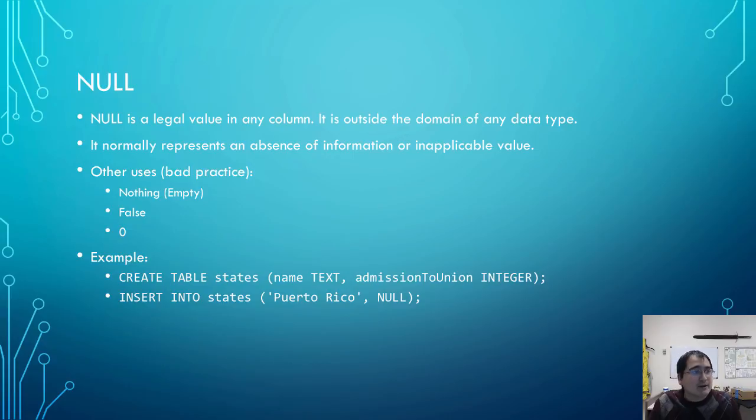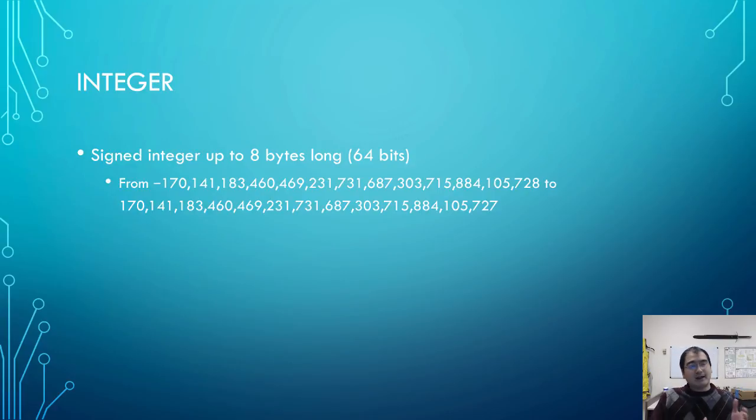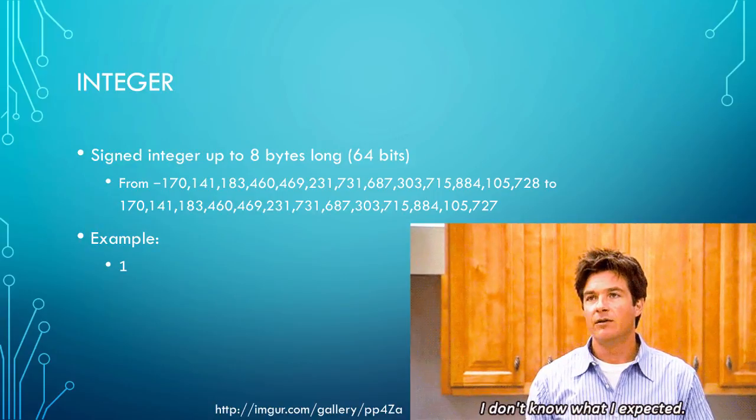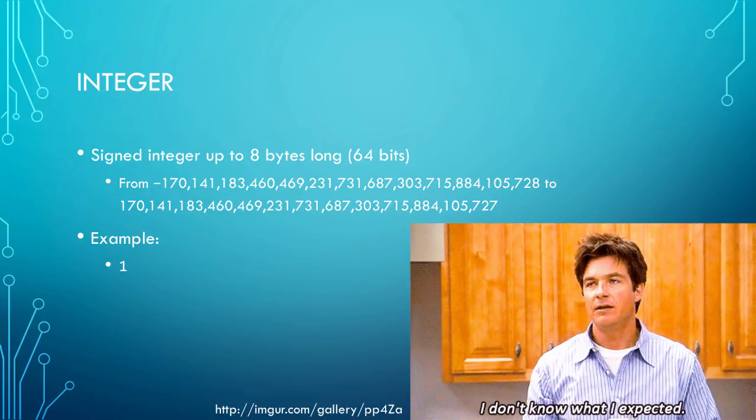Next, we're going to talk about integer. How does integer work? Well, it's a signed integer up to 8 bytes long, which is 64 bits. So what range is that? It's a big range. You don't need to memorize this number. You can if you want. So what's an example of an integer? 1. All right. You could also have negative numbers there. Commas aren't allowed. You guys have seen integers before. I hope that's nothing new.